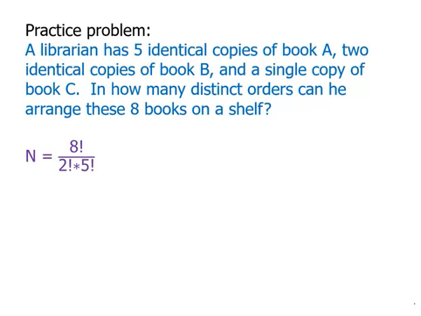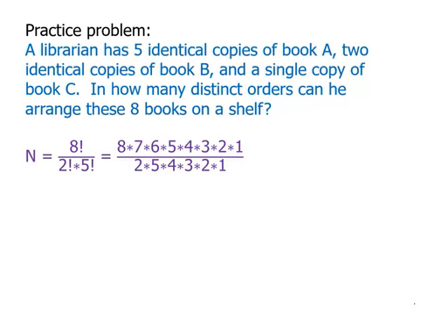So that's going to be 8 factorial divided by 2 factorial times 5 factorial. I'm going to write out all the factors. I can cancel all those factors in 5 factorial. I can also cancel the 2 with the 6 to get a 3. So I get 8 times 7 times 3, 8 times 21, which is 168. And that's the answer.